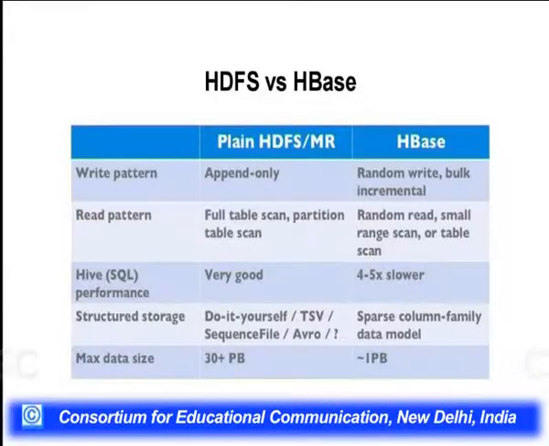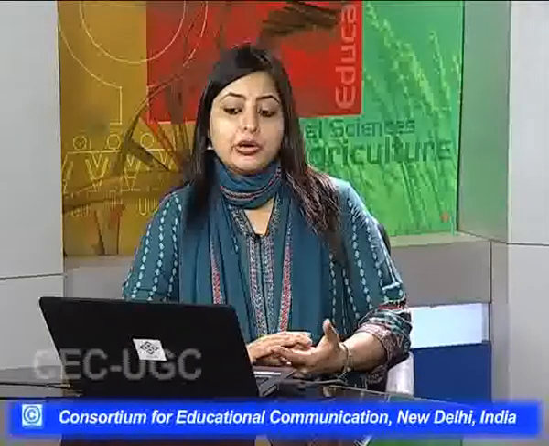And in case you are going to read, HDFS will perform a full table scan, and if the table is very large, it will partition the table scan, and then it will give you the output. But HBase provides random read, and the range of the scan is also short in comparison to HDFS. So it has a better performance.